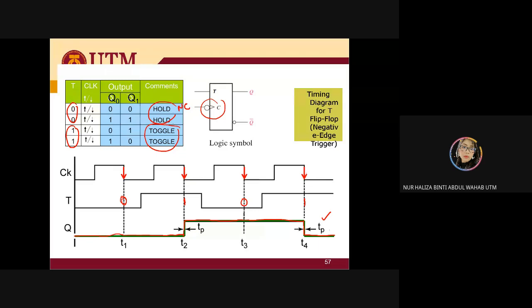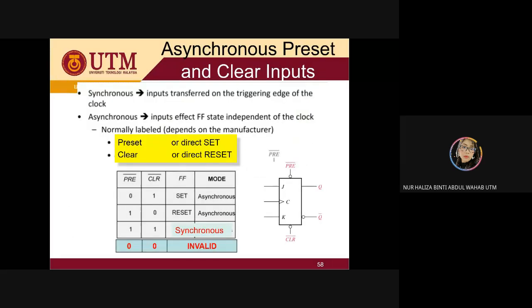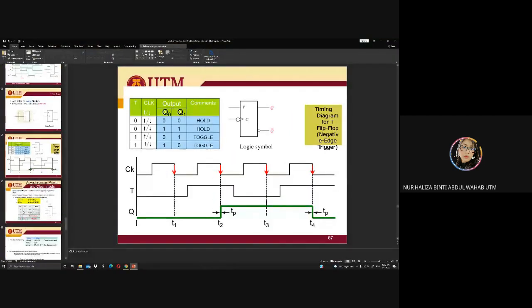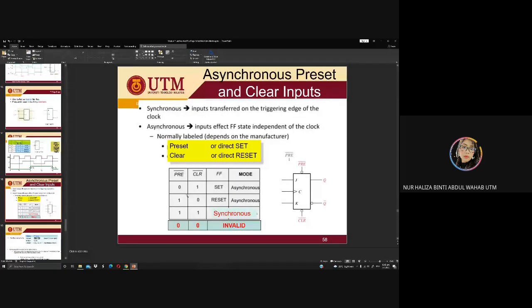Next one. I have, okay, I'm not going to touch this. Any question for this flip-flop before we go for the preset, before we go for clear?